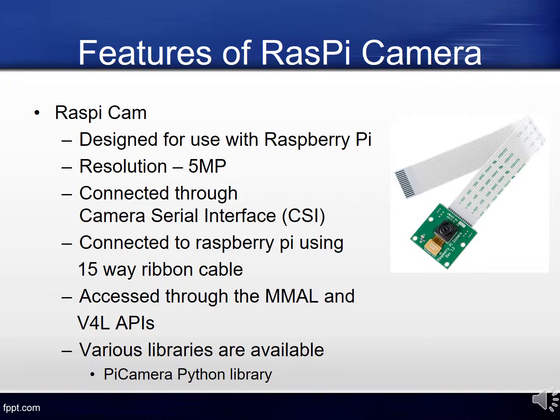The camera module has a fixed focus 5 megapixel camera that supports VGA 90, 720 pixel at 60 frames per second and 1080 pixel at 30 frames per second video modes.